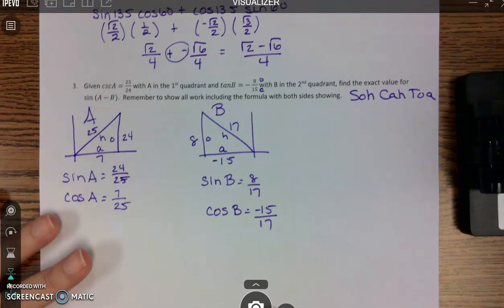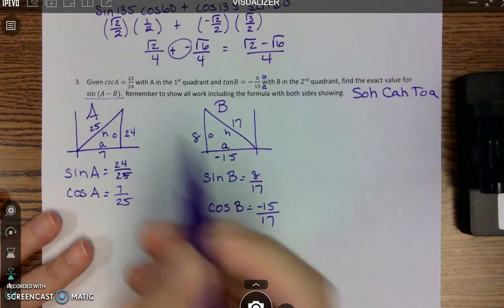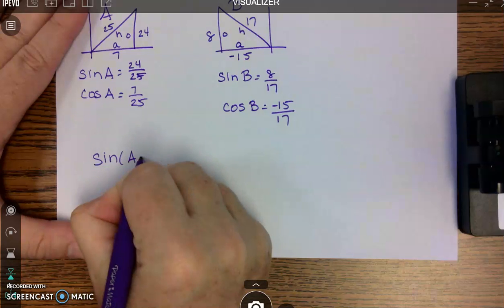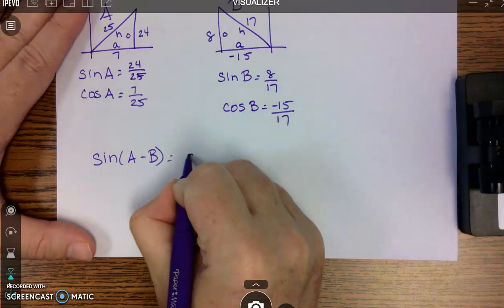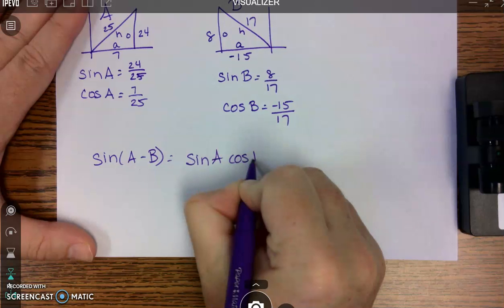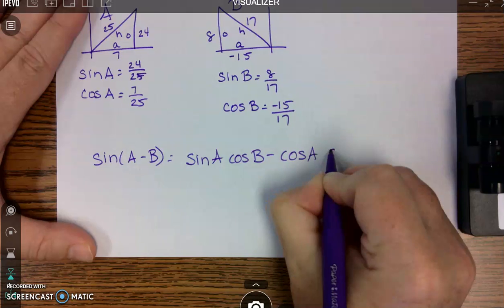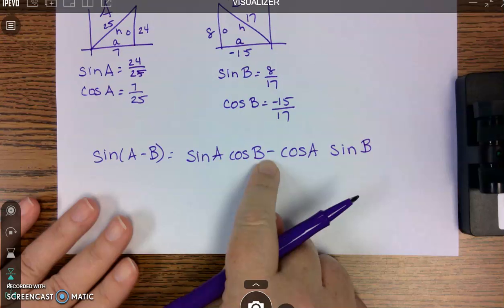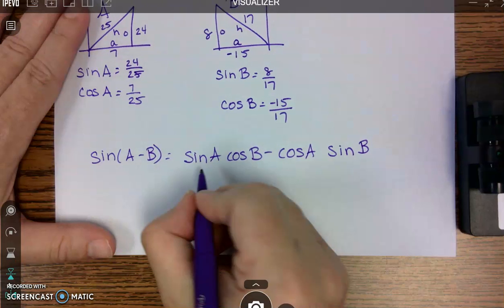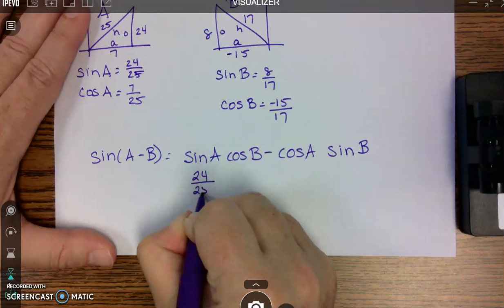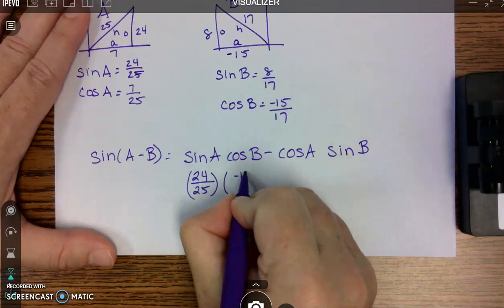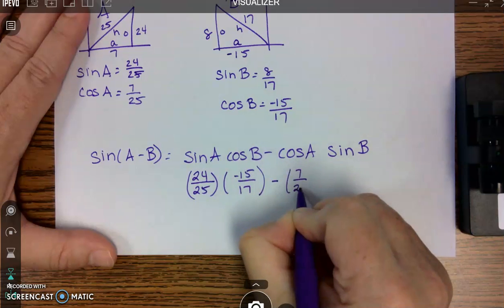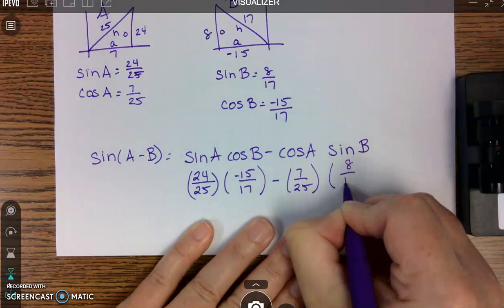Okay, good times. Here is the question. So sine of A minus B. So this is sine, cosine, cosine, sine. Remember, it's a sine formula, so we don't change the sign. So sine A is 24 over 25. Cosine B is negative 15 over 17. Cosine A is 7 over 25. And sine B is 8 over 17.